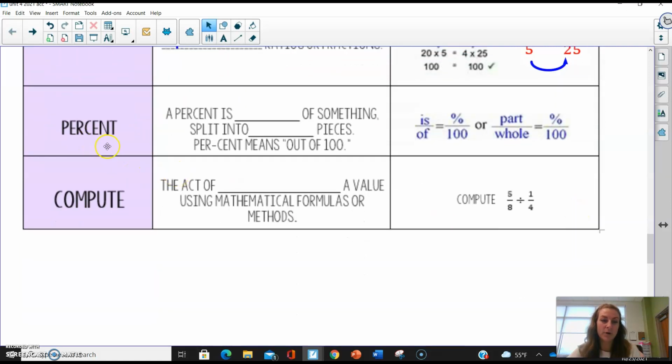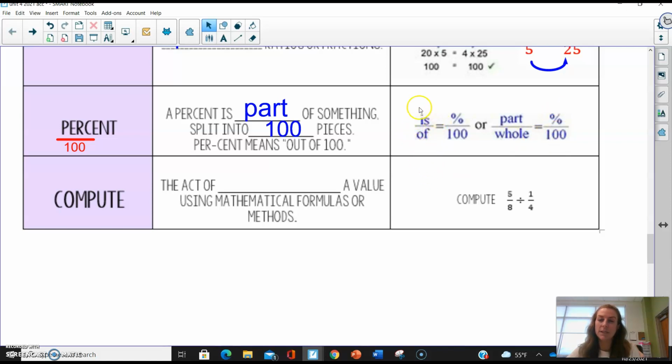Our next word, we have percent, which literally means per or out of 100. So percent is part of something split into 100 pieces. Again, percent means out of 100 or per 100. We'll see is over of equals percent over 100. This is going to be really useful coming up this unit and next. Is over of is the same as part per whole equals percent out of 100.